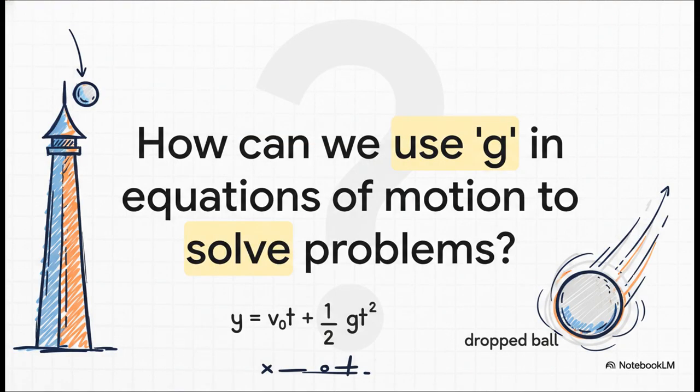So today, we've built a really strong conceptual foundation. We understand what free fall is and what g is. But this is just the start. The really fun part is using this knowledge. So the question for next time is, how can we use this value of g to solve actual problems? Like, how can we calculate how fast an object is falling or the height of a tower? That is what we will explore in our next session.